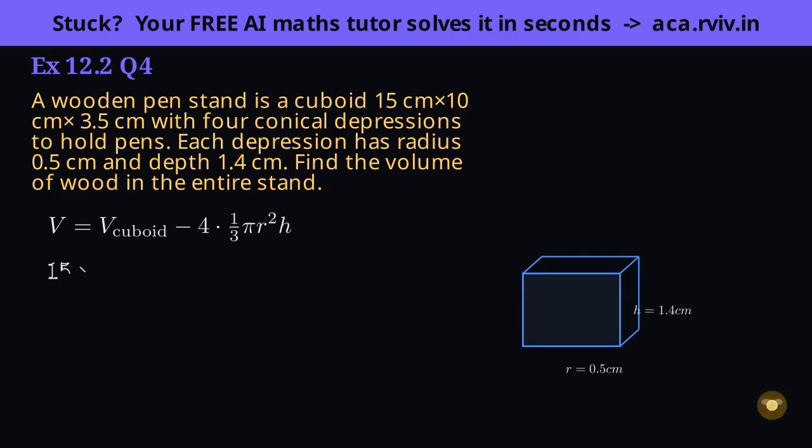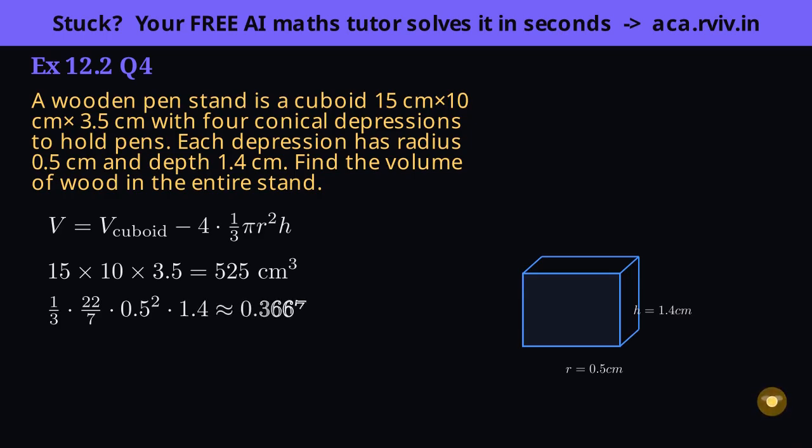The block is a plain cuboid, length times breadth times height, 15 by 10 by 3.5, 525 cubic centimeters of solid wood before drilling. Each depression is a cone, and its volume is 1/3 pi r squared times its depth, radius 0.5, depth 1.4, about 0.37 cubic centimeters. Tiny holes. There are 4 identical holes, so multiply by 4, about 1.47 cubic centimeters of wood removed in all.